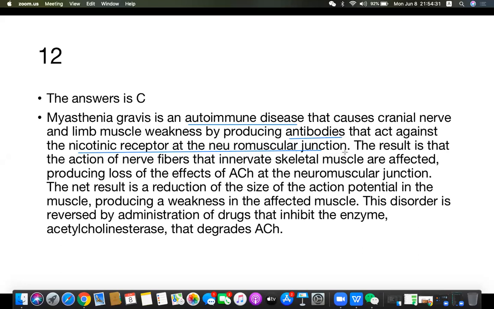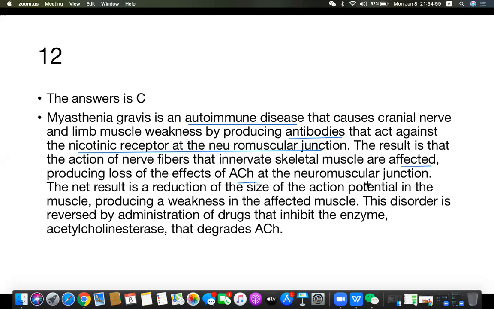What is the name of that antibody? Anti-acetylcholine receptor antibody. Exactly, it doesn't have any special name. Anti-acetylcholine receptor antibody. Now, the result is that the action of nerve fibers that innervate the skeletal muscles is affected, producing the loss of effect of acetylcholine at the neuromuscular junction.